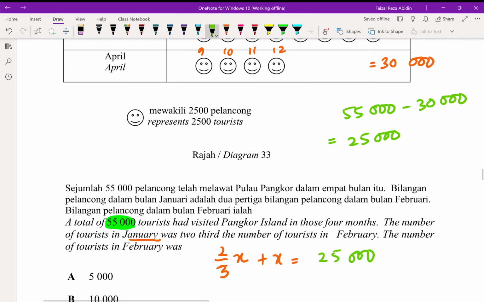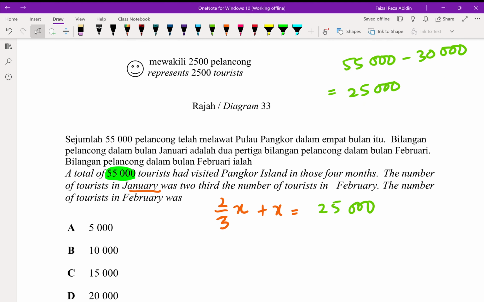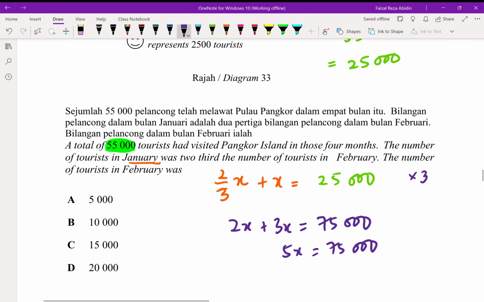So now, you are going to find your X. How do we find X? Times everything with 3 first. So you're going to get 2x plus 3x equals 25,000 times 3, which is 75,000. So 5x equals 75,000. Can I find my x here? 75,000 divided by 5 is 15,000. So your x here is for February. So you got the answer.